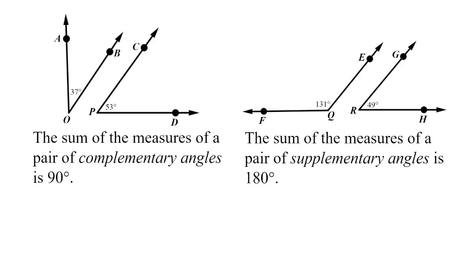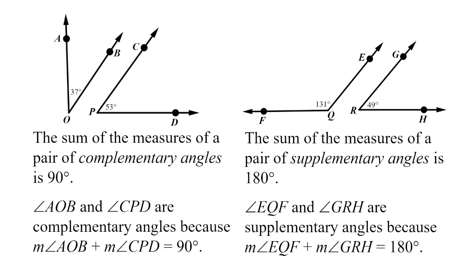Now let's say we take a pair of angles, add up their measures, and they equal 90. They would be complementary angles. If they add up to be 180, they would be supplementary angles. Therefore, angle AOB and angle CBD are complementary angles because they add up to be 90. Angle EQF and angle GRH are supplementary angles because they add up to be 180.